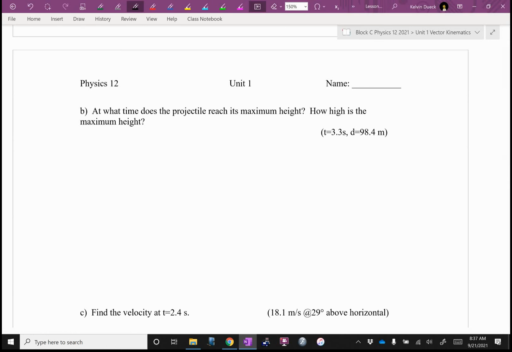So I'm not going to do a full t-table. I'm going to omit the horizontal column. I'm just going to list my vertical stuff. What do I know vertically? I know Ay was negative 9.8, and I know Vy initial was what? It was 32.356. That's only two things. I need the third.